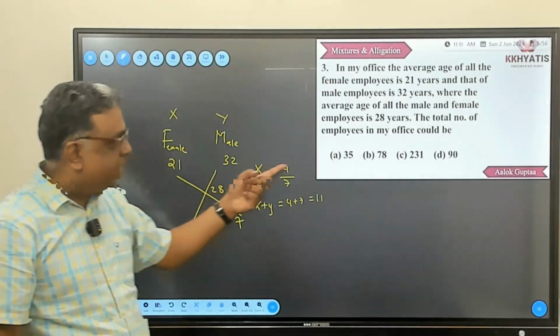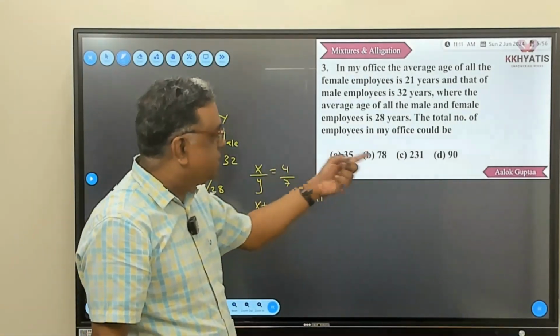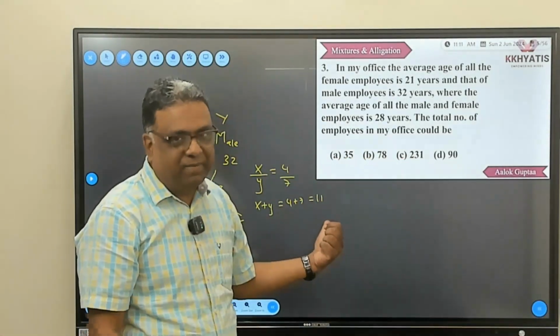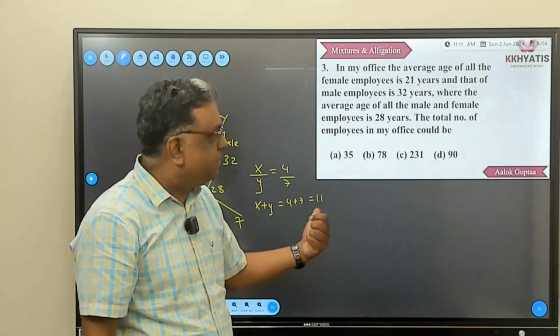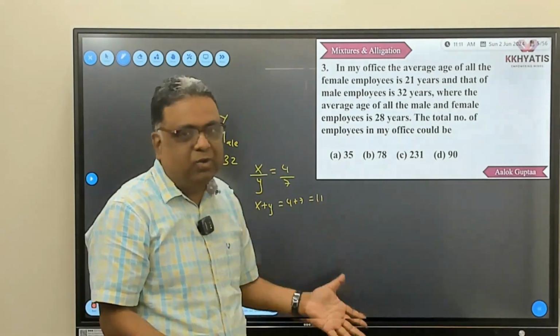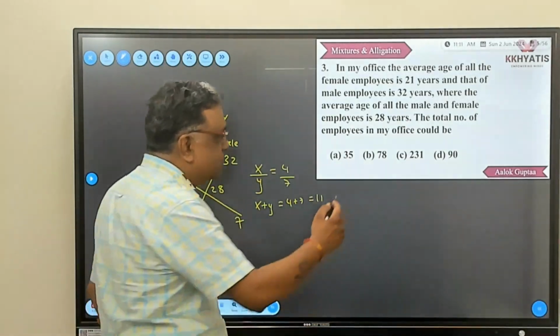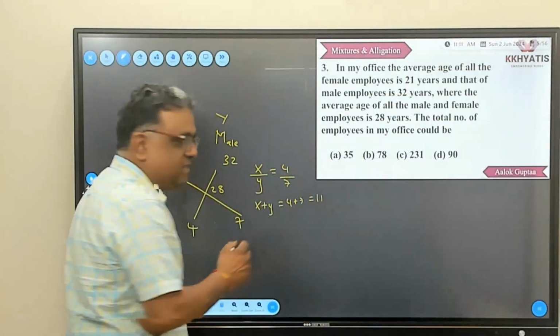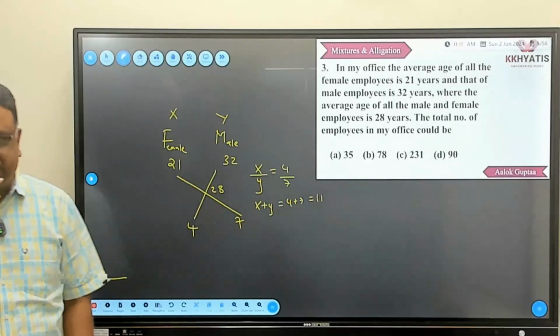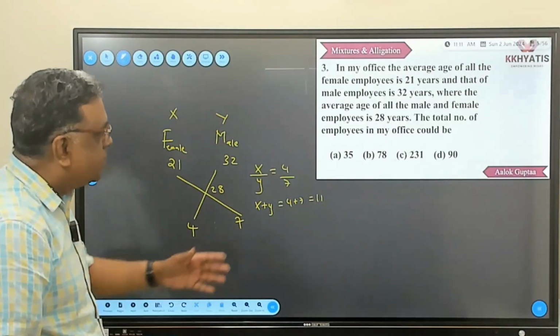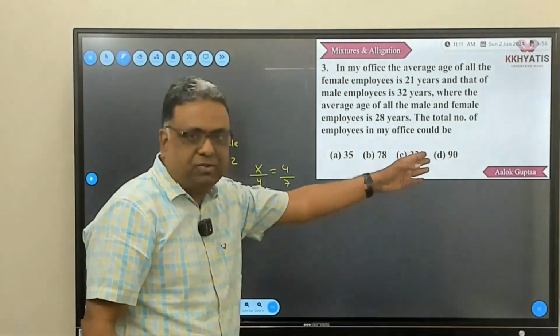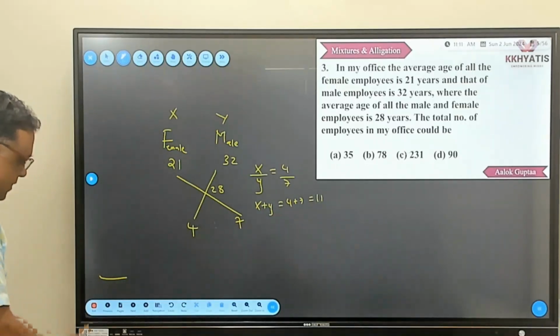So from the options I see which is the number divisible by 11. The total employees should be completely divisible by 11, because decimal employees cannot exist. So the answer is 231, because 231 is divisible by 11. Clear? Because 21 into 11 is 231. Next.